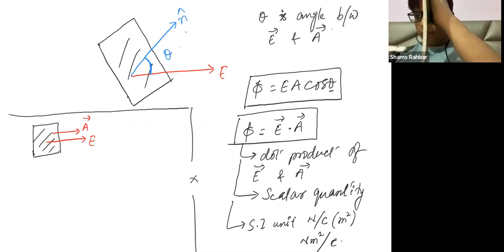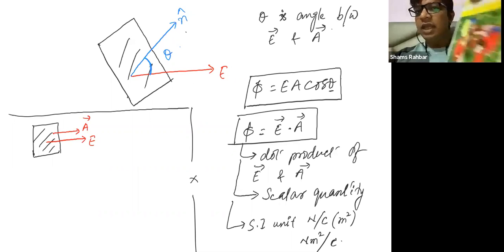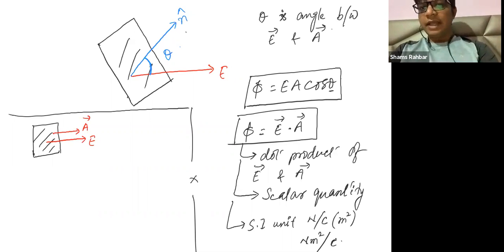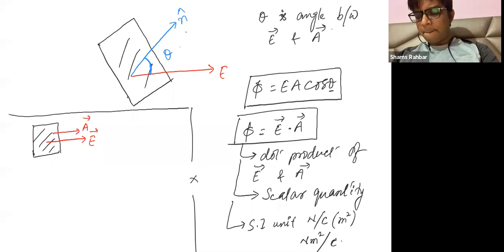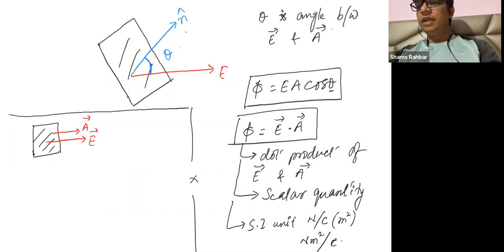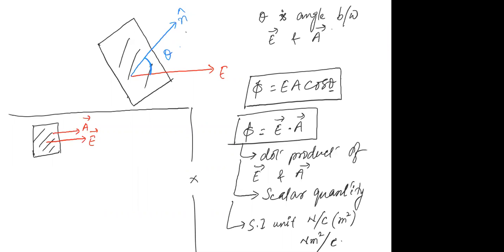So the normal to this is in the horizontal direction, and I am saying electric field is also in the horizontal direction. So what will be the angle between A and E? Who will tell me? What is the angle between A and E? Of course, it is 0. Obviously, the angle between A and E will be 0 without any doubt, right? So if the angle between them is 0, here theta is equal to 0 degrees. So what will be the value of flux?